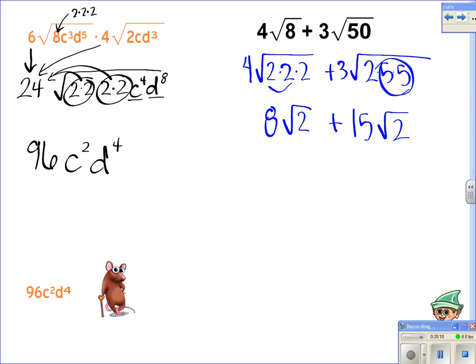Now, remember what I said. Think of this as a variable, this root 2. So if we had 8x plus 15x, we would have 23x. So what's the answer in this case? Yep.